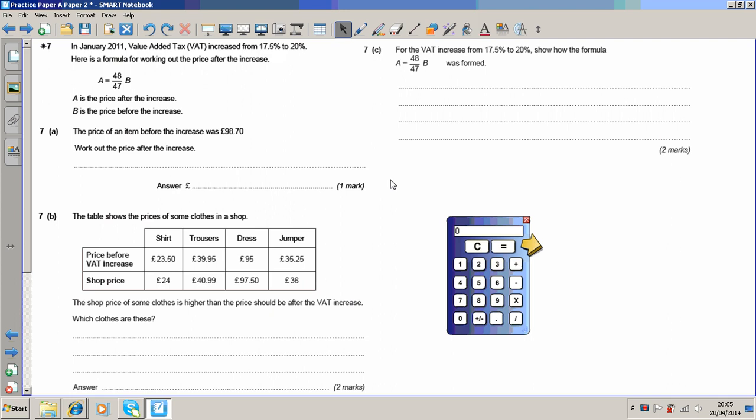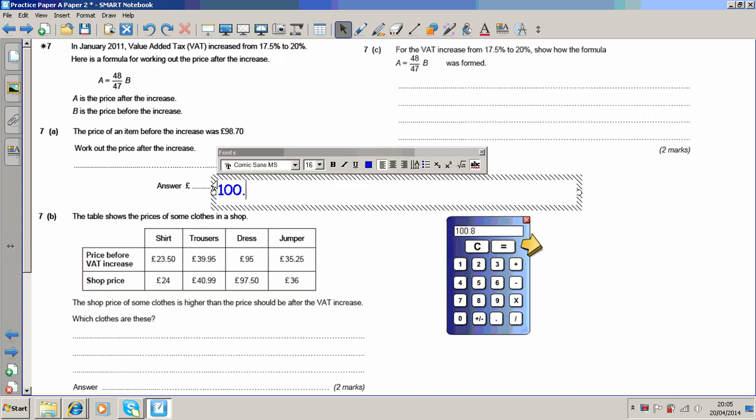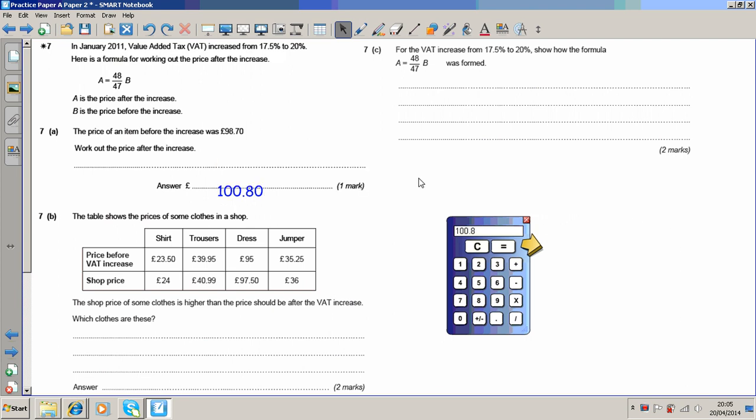So to do that on a calculator, we're going to do 48 divided by 47, then times by the price it was before. So 48 divided by 47, and then we times that by what it was before, £98.70. And our answer is £100 and 80 pence.